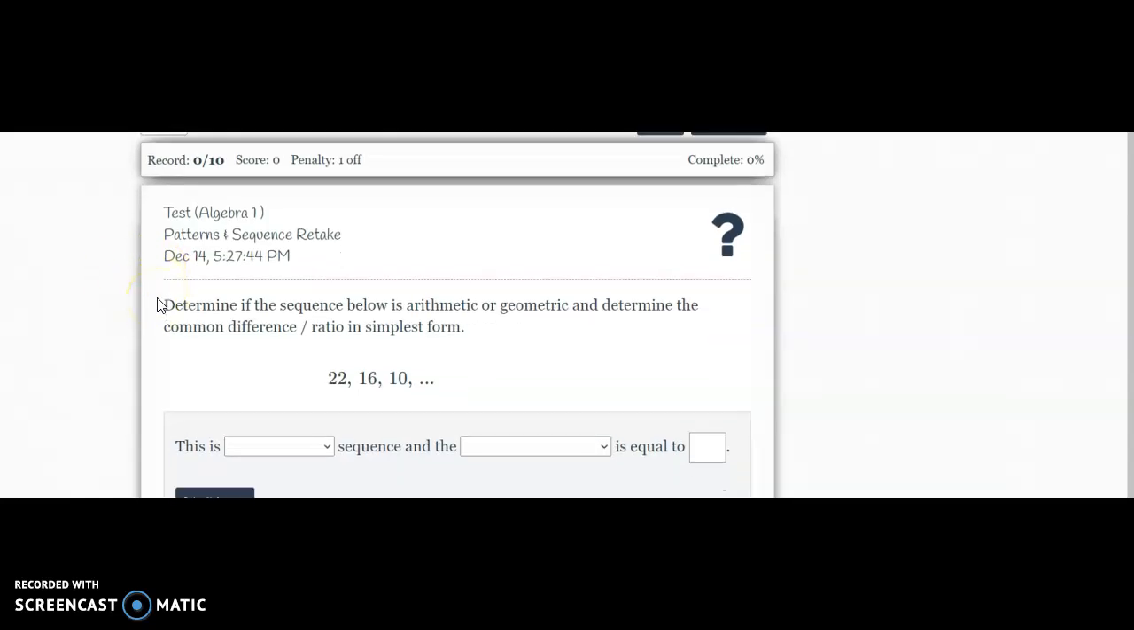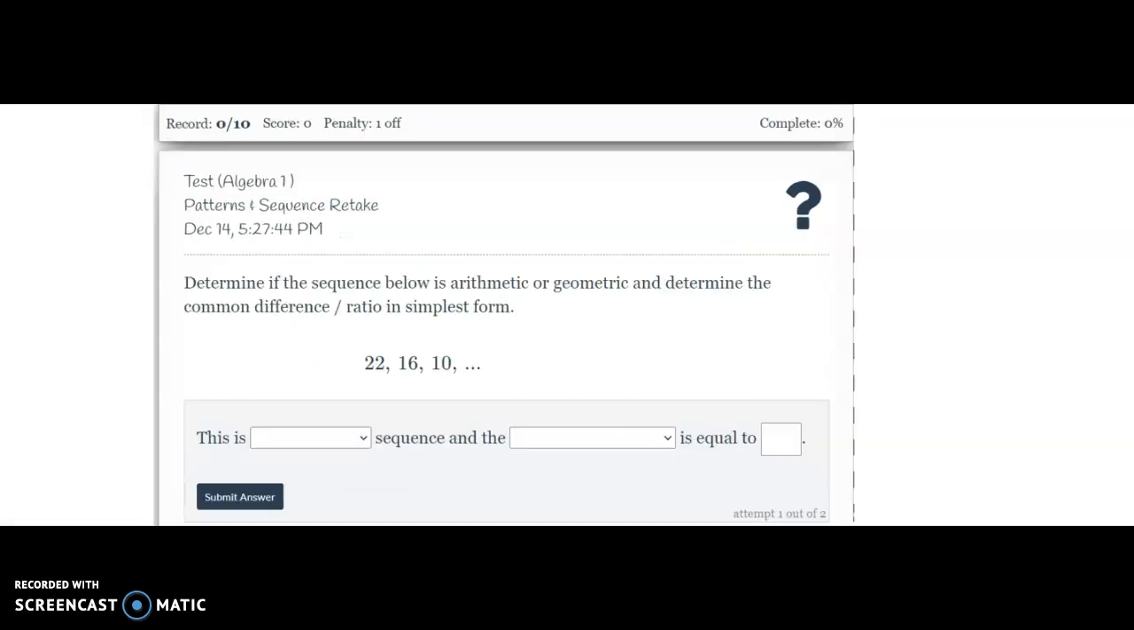Now, you're going to have a bunch of different questions, and this is one of the examples. So it's actually saying, determine if the sequence below is arithmetic or geometric, and determine the common difference. So if it's increasing or decreasing by a certain number. So let's see if we can solve this one. So let's determine what it is.